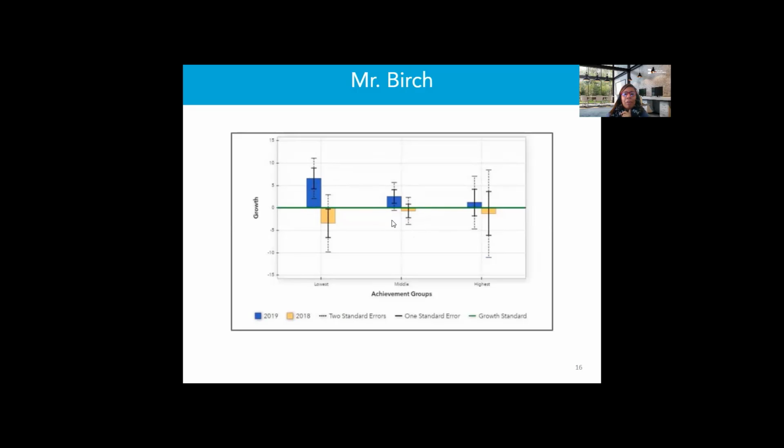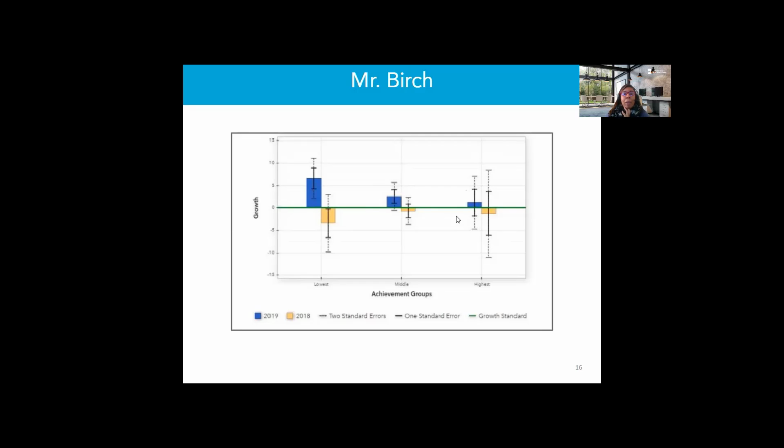Then our middle of the road kids, the blue bar is above the green line. One standard error bar is above, and the other one right now crosses it, which lets us know that there may be some kids who lost ground academically here. And then when we come to our high kids, we see that our blue bar is above the green growth line, but our standard error bars are widely crossing this growth line, which is letting us know that there is a wide range of learners in here, of where people grew and where people receded.